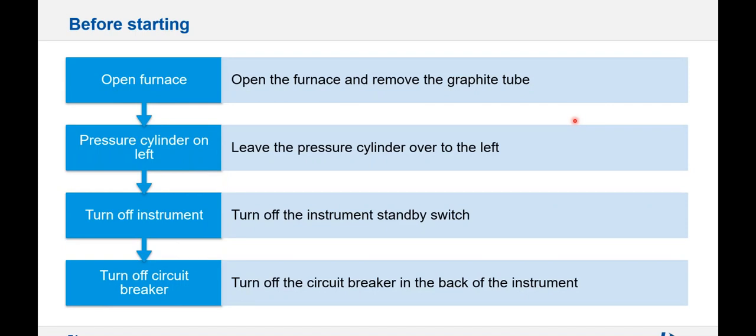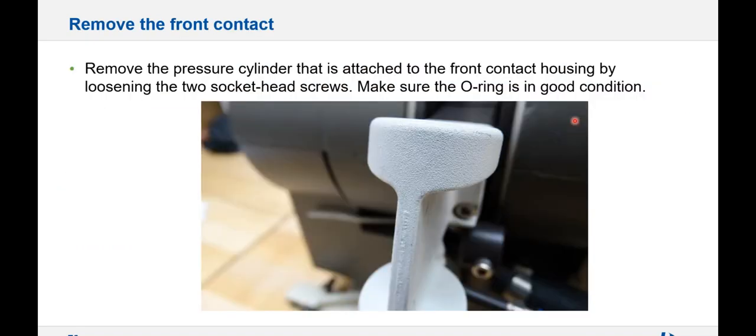You want to turn off the instrument. And the switch on the front is just a standby switch. If you want to turn off the furnace completely, you need to turn off the circuit breaker on the back of the instrument, or you could unplug it as well. But it's always best to make sure that the instrument is totally off before you start.